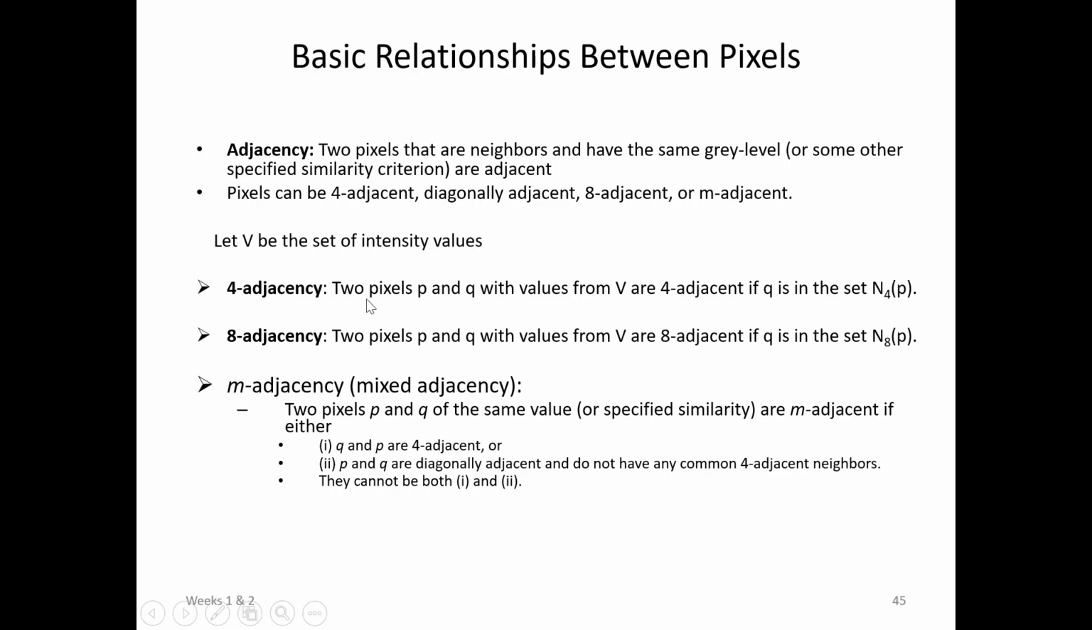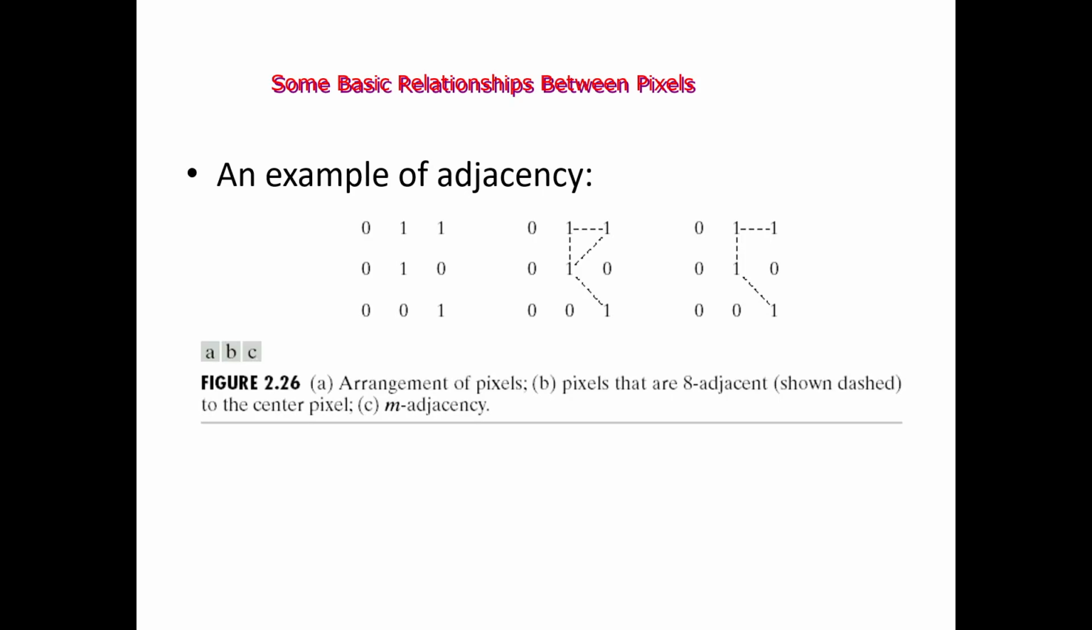So four adjacent means we have to find out two pixel values, let's suppose P and Q. To check whether P and Q are four adjacent or not, we can say so only if Q is in the set N4(P). N4(P) means the four neighborhood pixels. Similarly, eight adjacency: two pixels P and Q with values from V are eight adjacent if Q is in the set N8(P). Let me show you with an example.